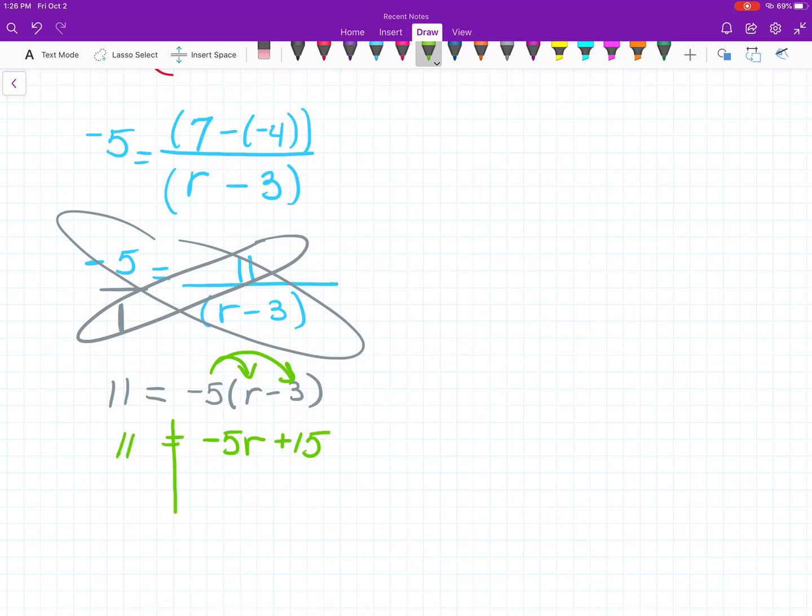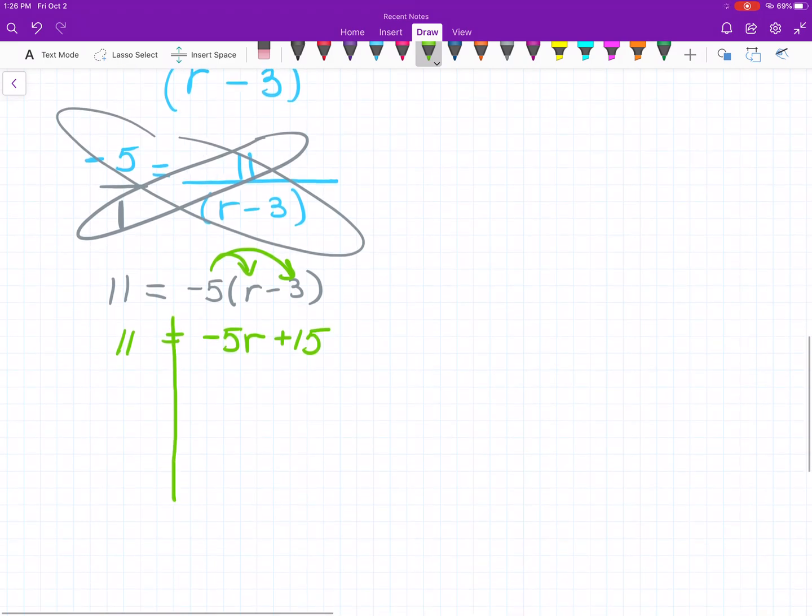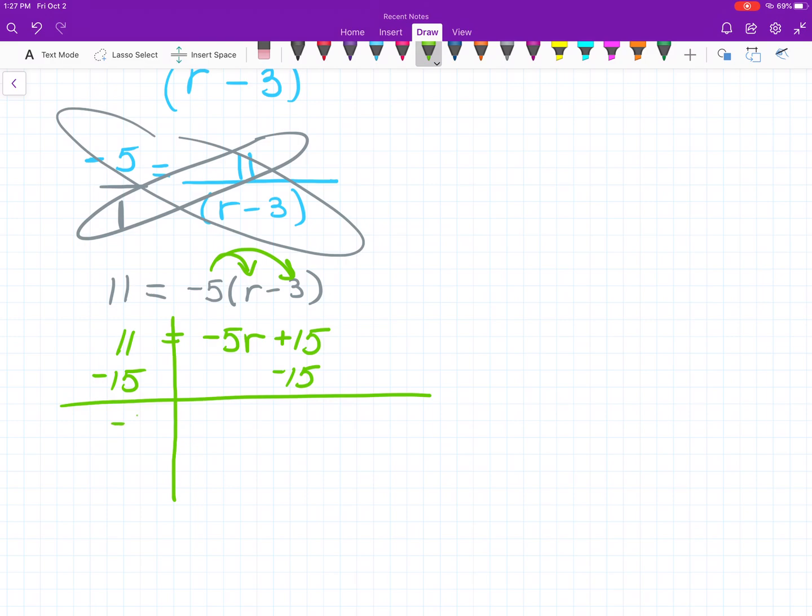Time to solve, so I'm going to draw my line so I remember there's two sides to the equation. R wants to be alone. It's that bratty little kid that likes to bite kids, so you got to get everybody away from him if you're working in the nursery. So I subtract 15 from both sides. So on the left-hand side, I end up with a -4. On the right-hand side, -5r.